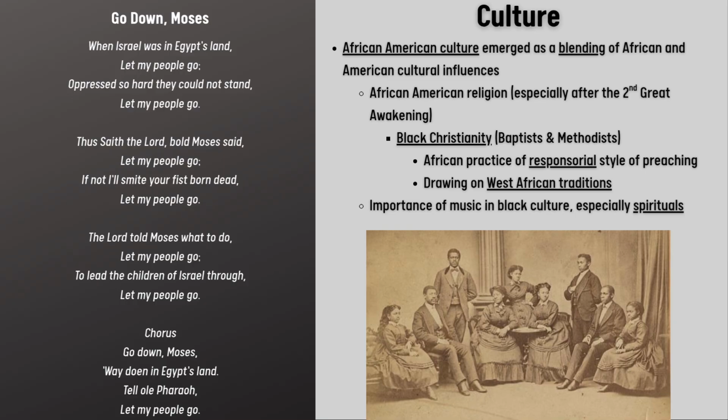As you read the words of Go Down Moses, consider how they reflect the struggles and the unbreakable spirits of those who sang them. This spiritual, like many others, is a poignant reminder of the journey from oppression to liberation.